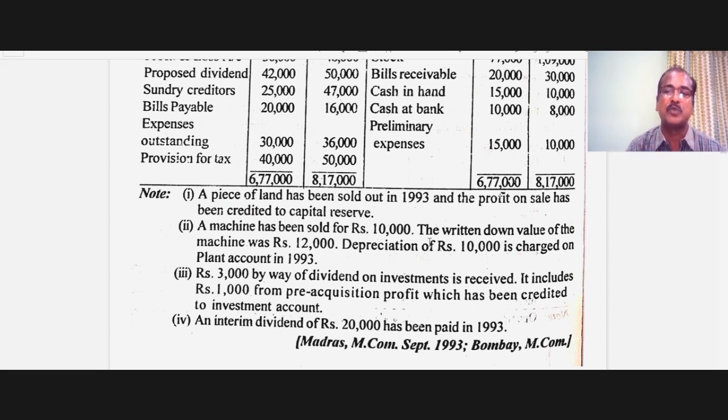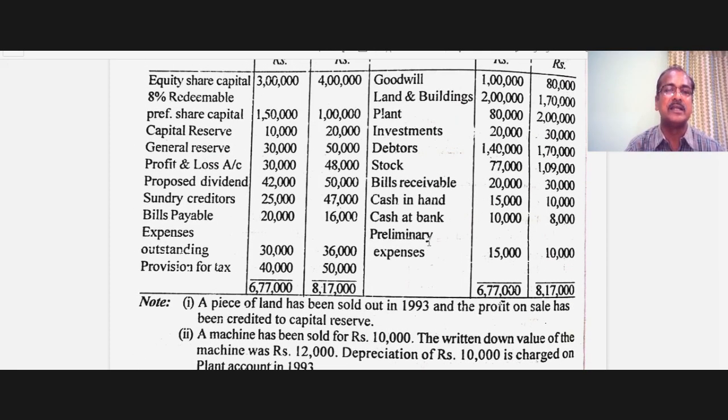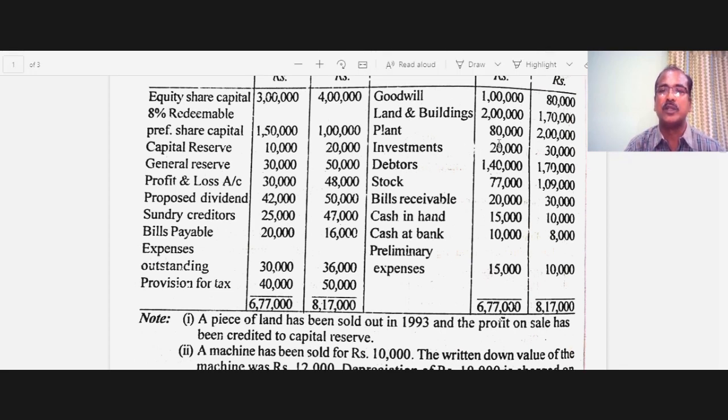A piece of land has been sold out in 1993, which is a current year in the problem, and the profit on sale has been credited to capital reserve. What is the increase in the value of capital reserve? 10,000 rupees. Therefore, there is a profit of 10,000 rupees in the sale of land. So we can quickly look at these two figures.